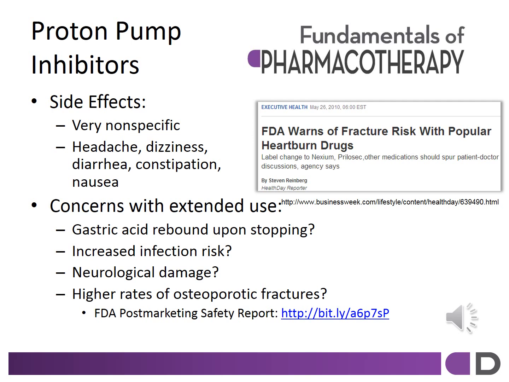Also, the long-term use of PPIs is associated with an increased infection risk such as C. diff, because the acidity of the stomach is one of the biggest defense mechanisms from infection. There are also reports that the long-term use can cause neurologic damage because of a vitamin B deficiency, because the body needs an acidic environment to absorb vitamin B appropriately.